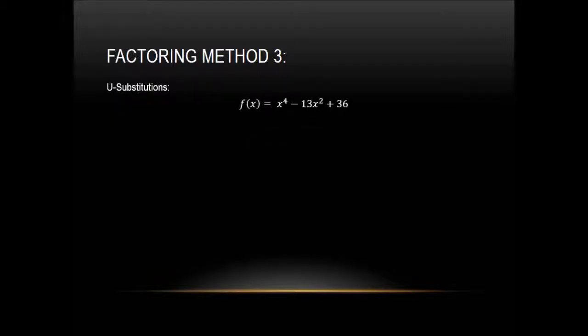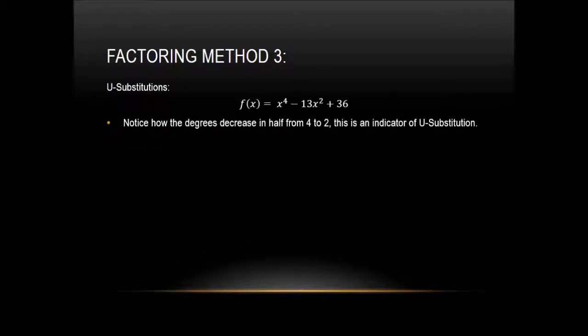All right, usually when you see things like this, x to the 4th minus 13x squared plus 36. Notice, though, how the first degree, the highest degree, is twice as much as the next degree. And when it's in that type of pattern, that's usually a good indication that it's the U-Substitution type of method. So what we're going to do is let U, and hence why we call it U-Substitution, let U equal x squared, and U squared is going to be, have a typo there.